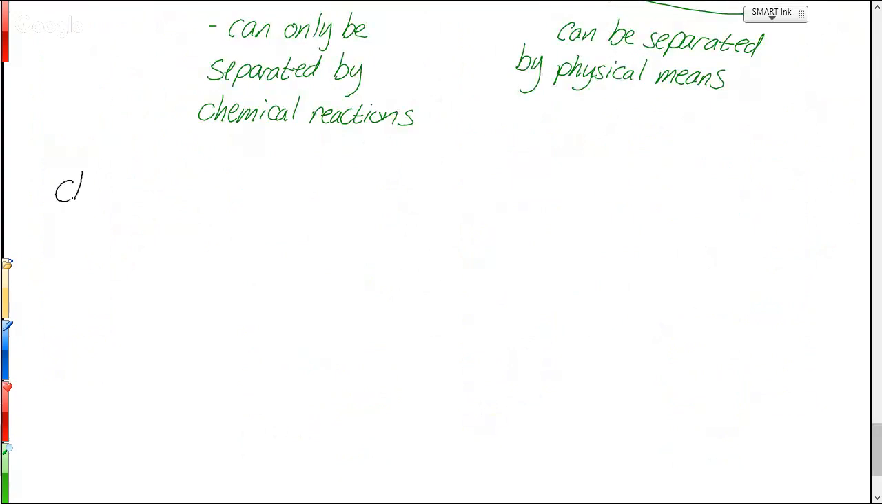what's happening, physical, and whether or not there's a change to the identity of the components. All right, so here's some examples.